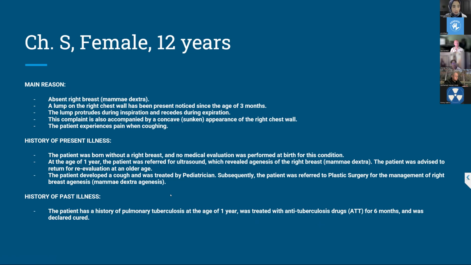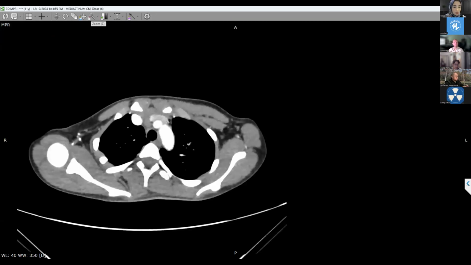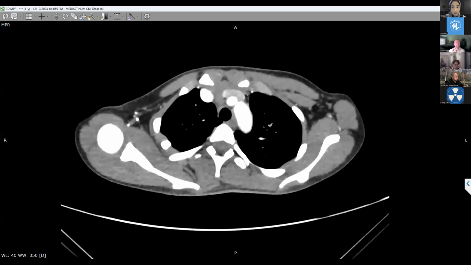Here's the conventional X-ray. We can see in the conventional X-ray a deformity of the right posterior rib. We can also observe that the upper right lung volume is significantly smaller than the left. However, overall, there are no other abnormalities visible on this conventional X-ray. We'll go to the CT scan of the patient. Here's the chest CT of the patient.